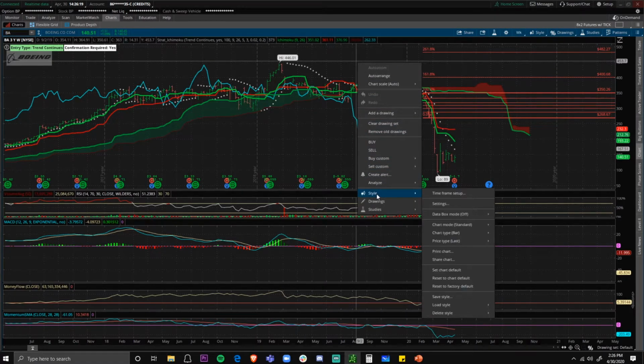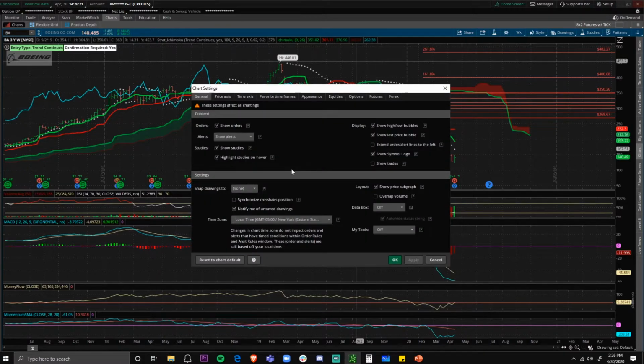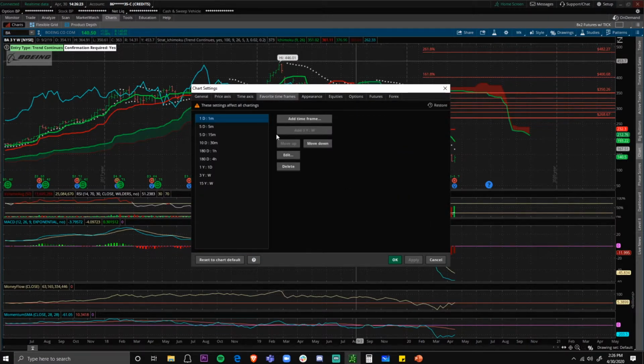You'll right-click that again, go down to settings, favorite time frames. I like to use 1 day, 1 minute, 5 day, 5 minute, so on and so on. You can set these up however you want, but I do like to be able to go more in detail when I want to see whether or not to get into a stock right at the current moment or hold out for at least a couple minutes or maybe a day or whatever. And with that being said, you can do that right here.